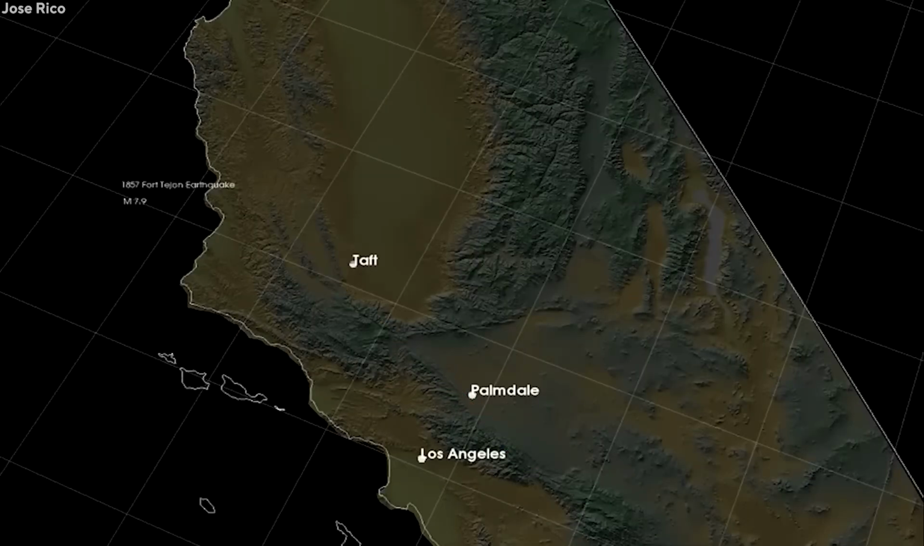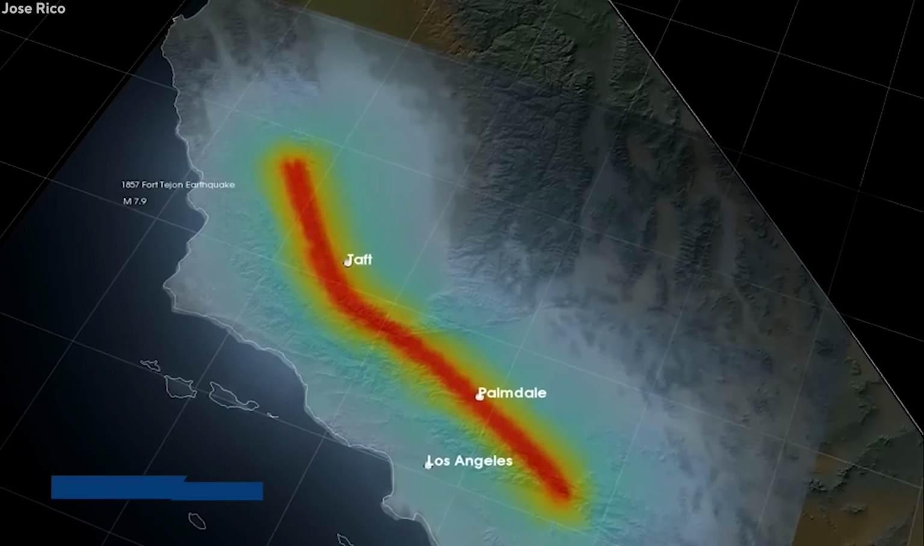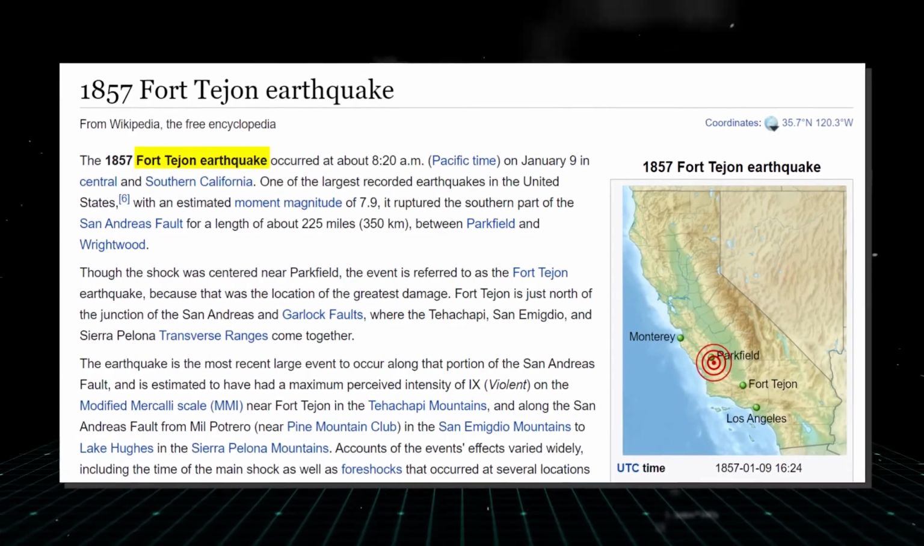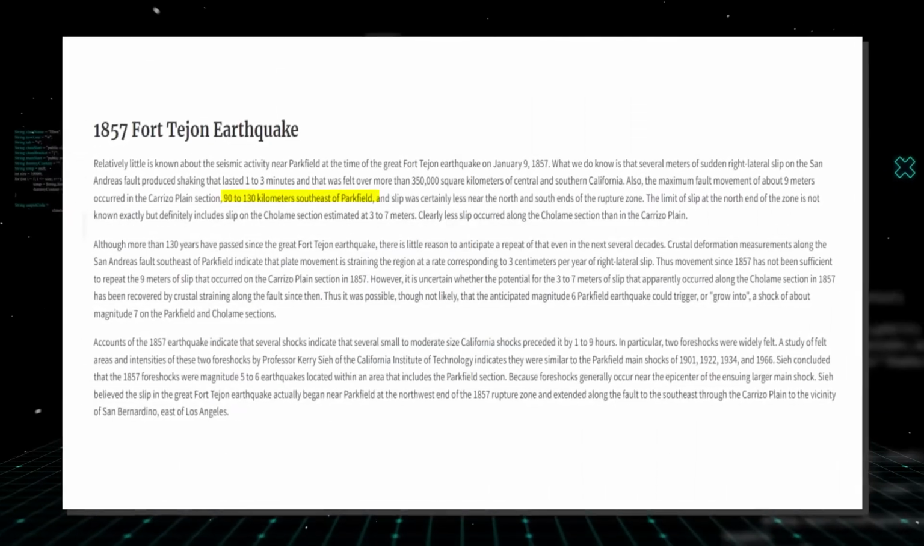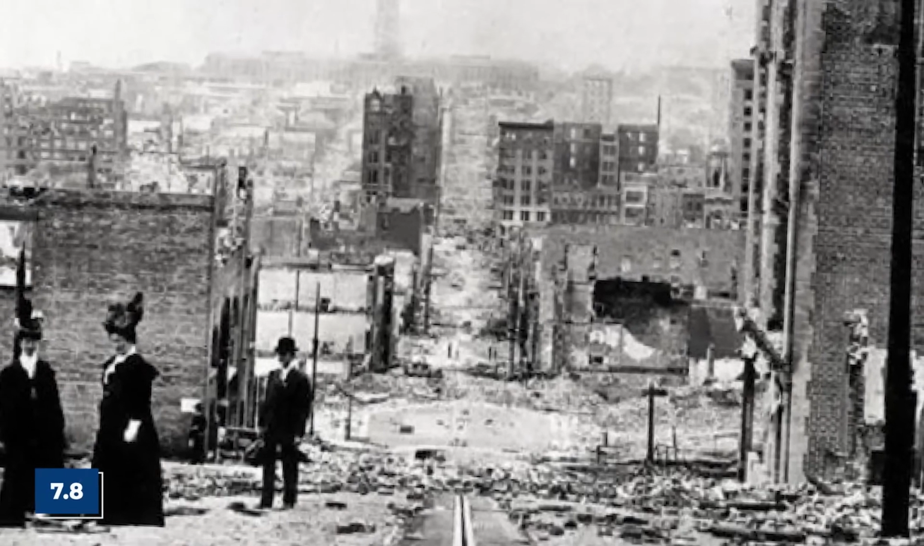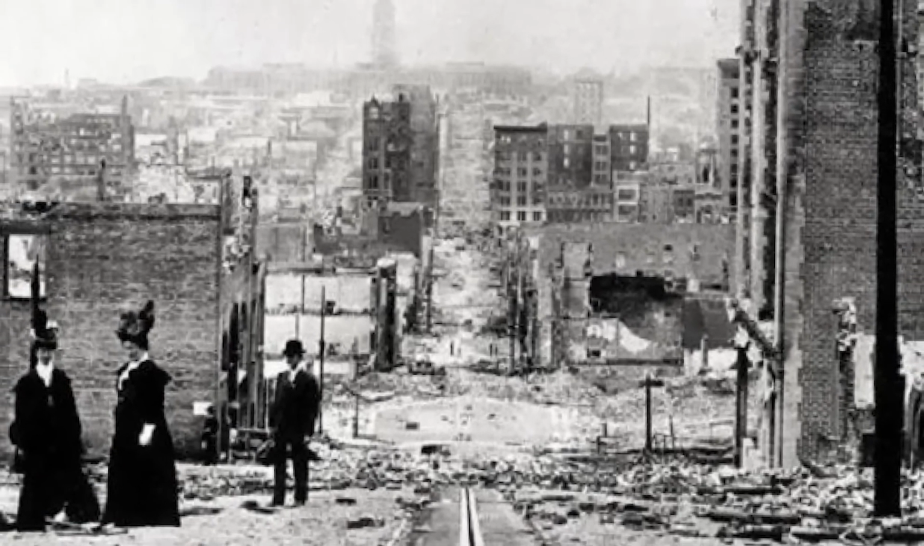The 1857 Tejon earthquake ruptured nearly 350 kilometers in southern and central California. Although it's called the Fort Tejon quake, its epicenter was located just south of Parkfield. The magnitude of this earthquake was recorded to be 7.8 and it resulted in the deaths of 2 people.